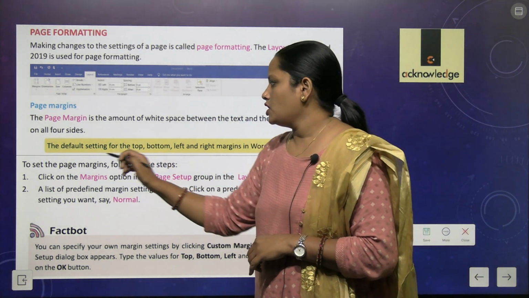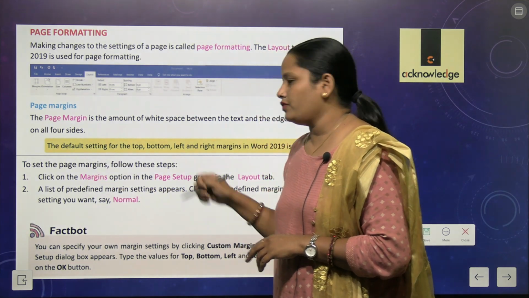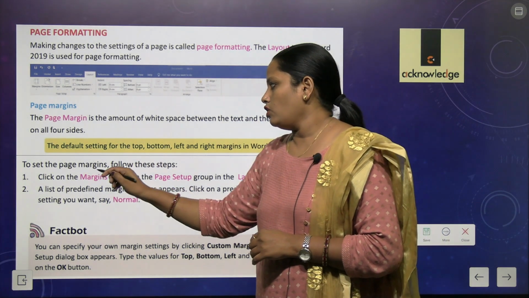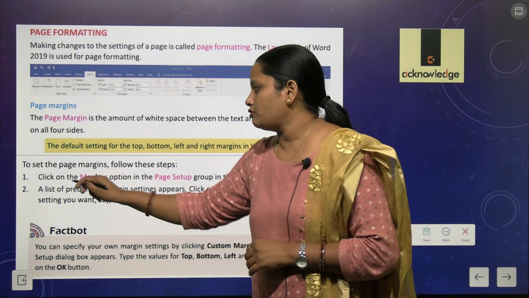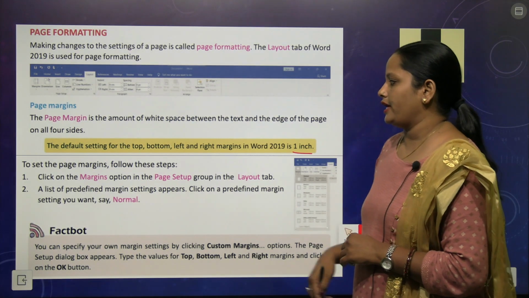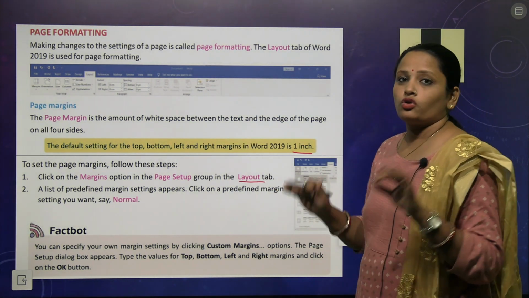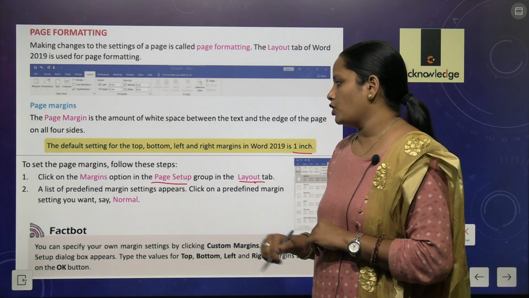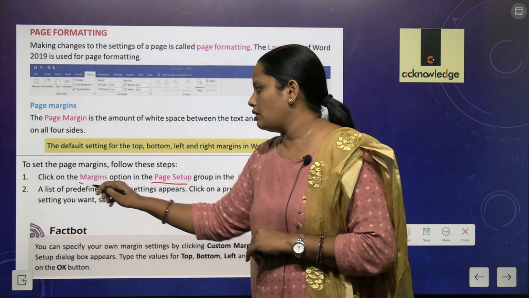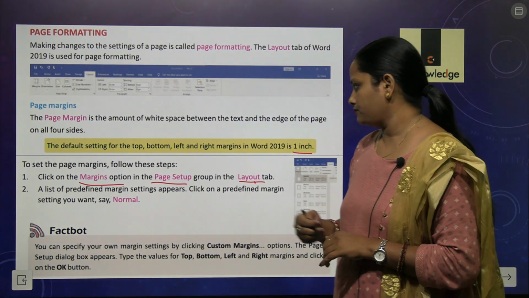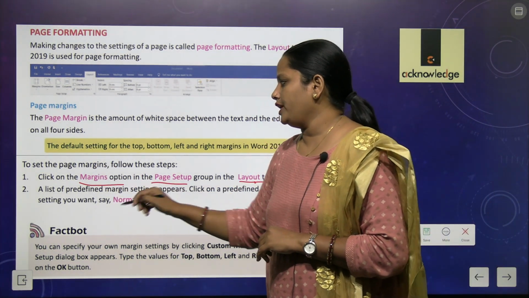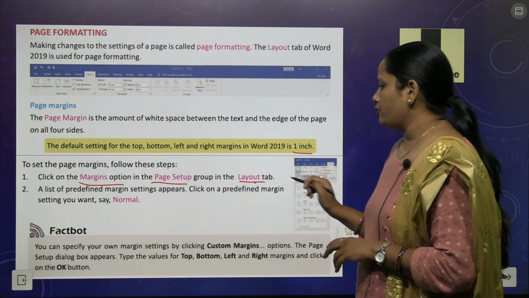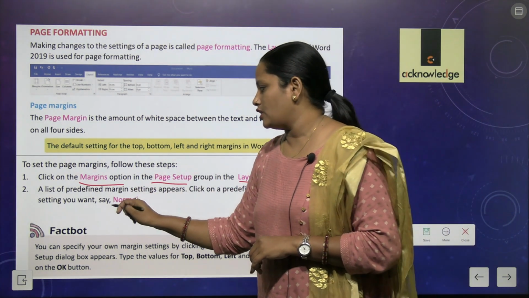Next is to set the page margin. What steps do we have to follow? Let's learn that. For setting the page margin, we have to click on the Margins option in the Page Setup group in the Layout tab. So first we go to the Layout tab, then to the Page Setup group, and from there to the Margins option. A list of predefined margin settings appears. Click on the predefined margin setting you want, say Normal.